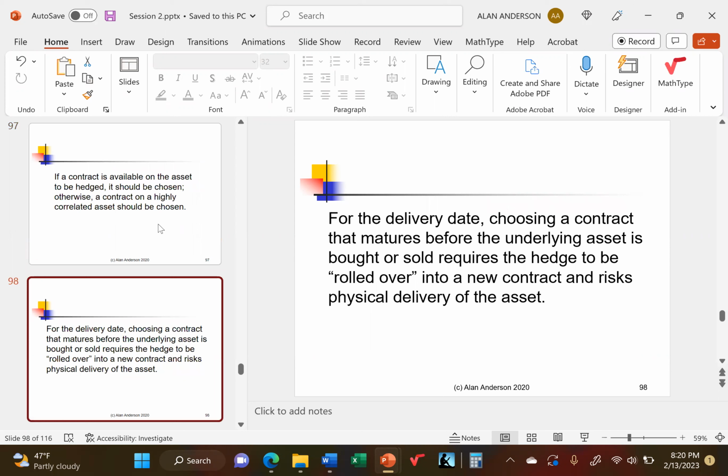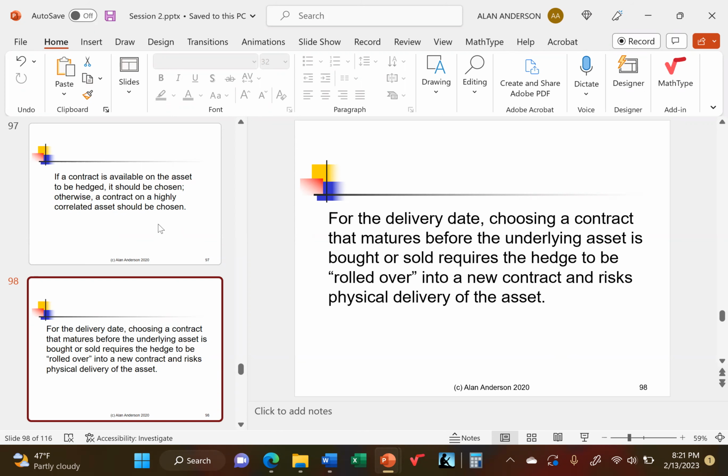Now, the delivery date. What happens if there isn't a delivery date that I need? For example, we know that the British pound futures contract is available for delivery in March, June, September, and December. If I'm going to be exposed to risk in, let's say, August, I have to choose between the June and the September contract.